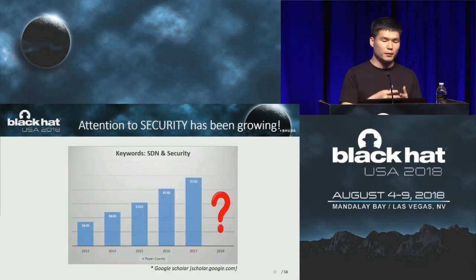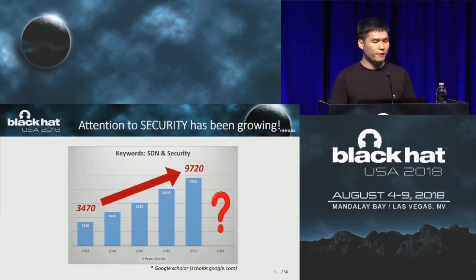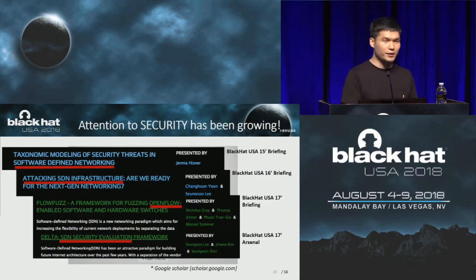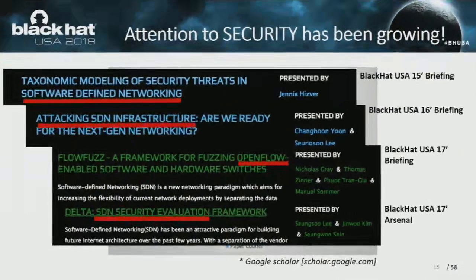First, to simply check out the academic area, we investigated how many papers related to SDN security have been published in recent years. As you can see in this graph, the number of those papers has increased every year since 2013. Also, at Black Hat USA, briefings and seminar sessions about SDN security have been presented as well. So we can see that SDN security has become a real and serious problem, so we need to analyze it further.